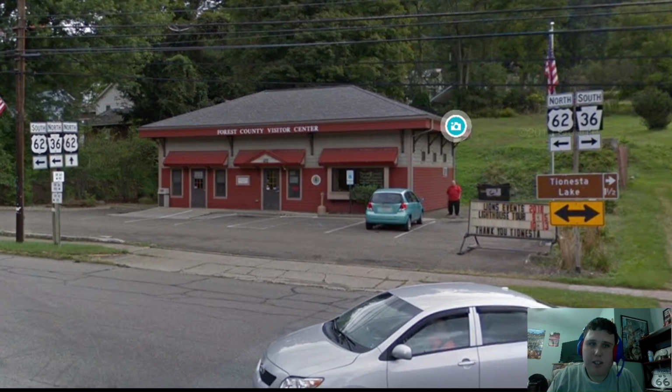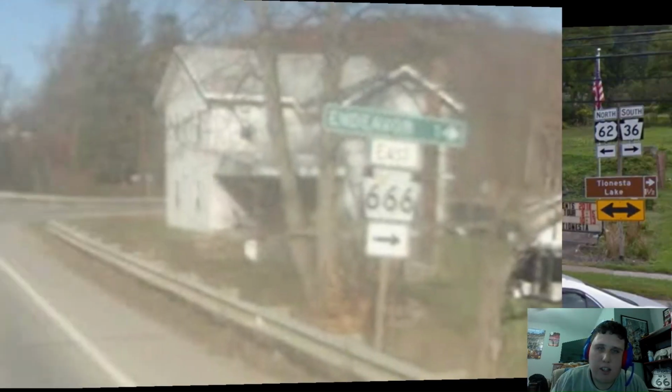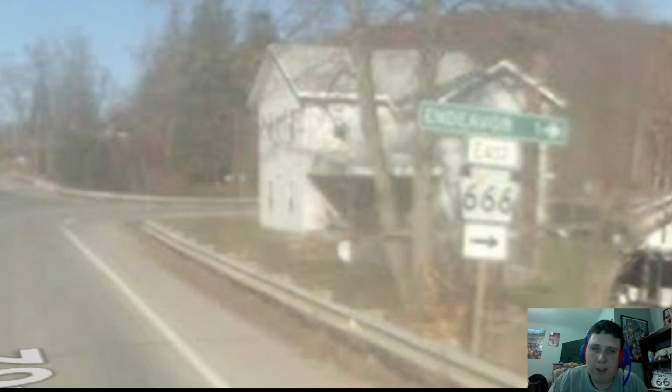Another intersection request, Pennsylvania 36, and this intersection was requested by Quartermont 437. He wanted to see where US 62 intersects Pennsylvania 36 here in Tionesta. So thank you for suggesting that intersection, and 62 is going to continue north of here towards Warren, Pennsylvania. On our way to Warren, we actually meet Pennsylvania 666.